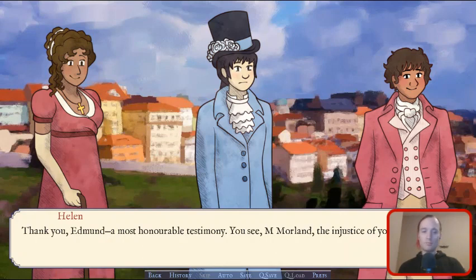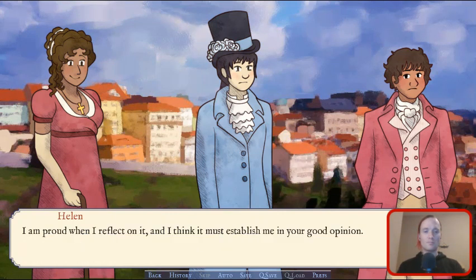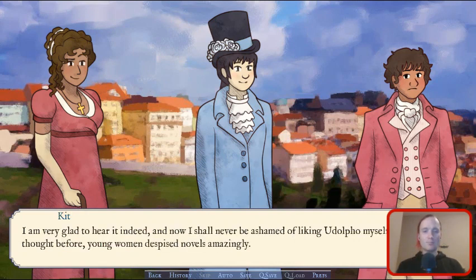Thank you, Edmund. A most honorable testimony. You see, Miss Morland, the injustice of your suspicions. Here was I, in my eagerness to get on, refusing to wait only five minutes for my brother, breaking the promise I had made of reading it aloud, and keeping him in suspense at a most interesting part by running away with the volume. I am proud when I reflect on it, and I think it must establish me in your good opinion.